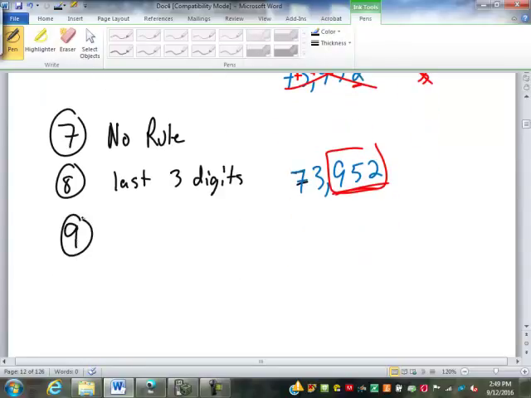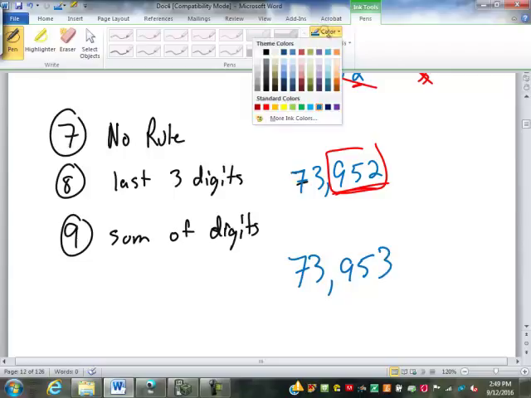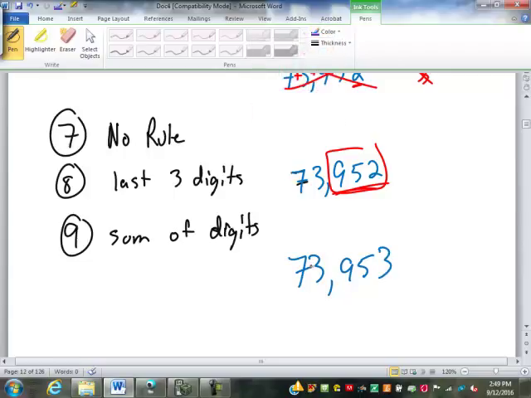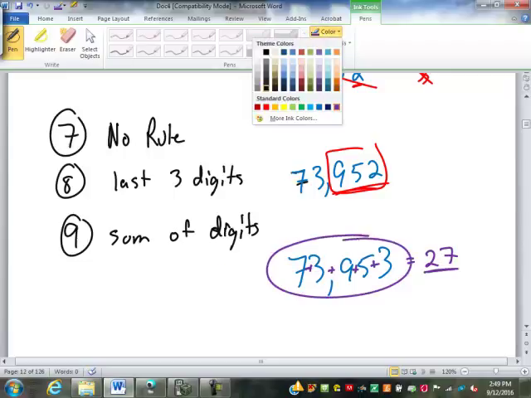9, anybody know the rule for 9? Same as the rule for 3, basically. It's the sum of the digits. So my 73,953, is that divisible by 9? Well, 7 plus 3 is 10, plus 9 is 19, plus 5 is 24, plus 3 is 27. Is 27 divisible by 9? Yes, so that whole number is divisible by 9.